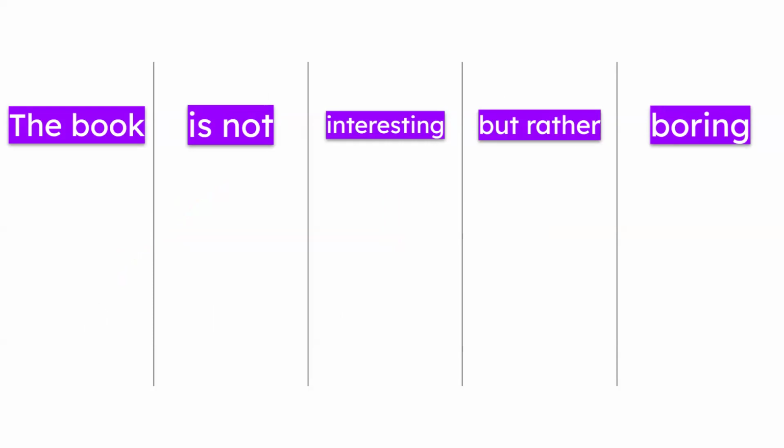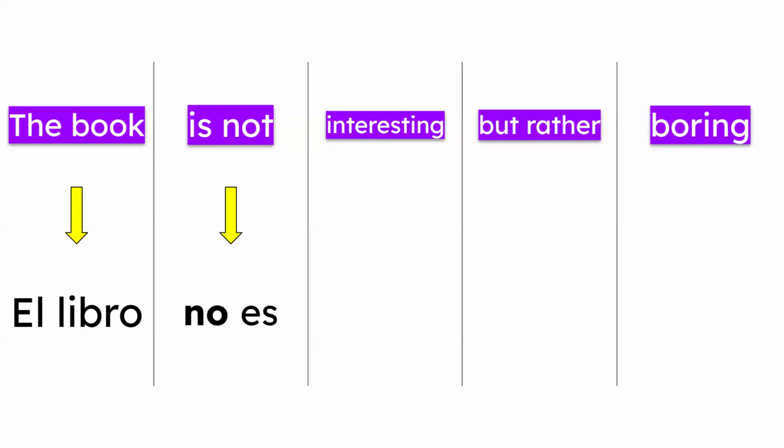Siguiente. Next. The book is not interesting, but boring. Or, but rather boring. Okay, so the book, easy, right? The book, el libro, and here we used the verb ser, right? El libro, what? Did I hear snow? I don't think so. El libro no es. That's right. No always before the verb. El libro no es interesante. El libro no es interesante.